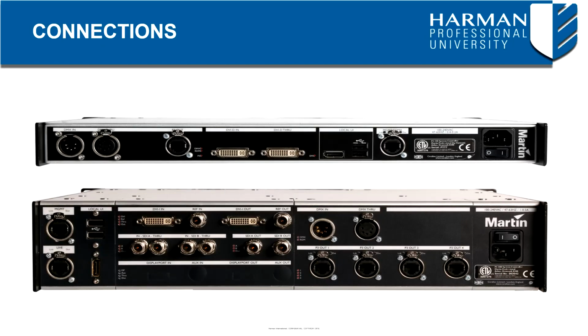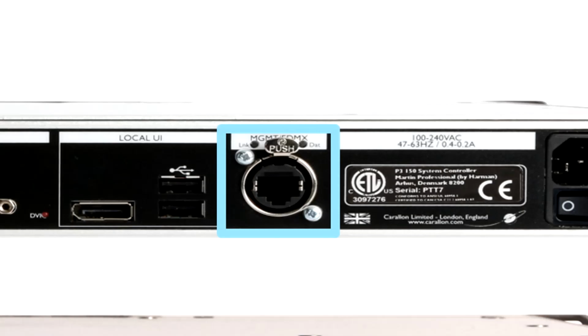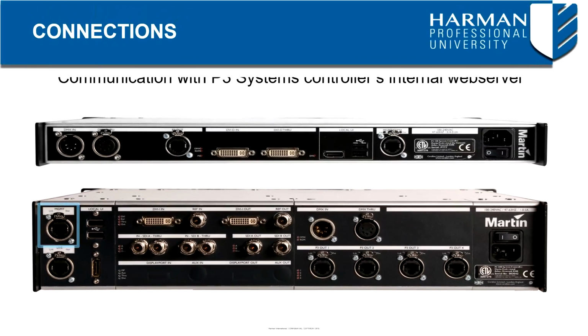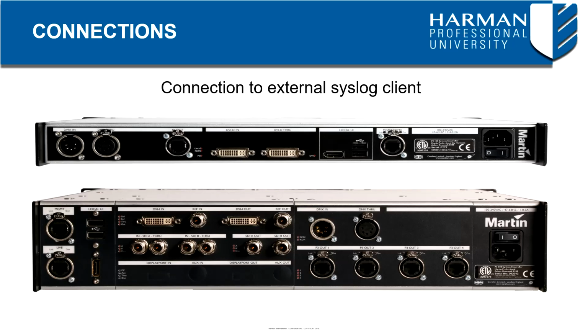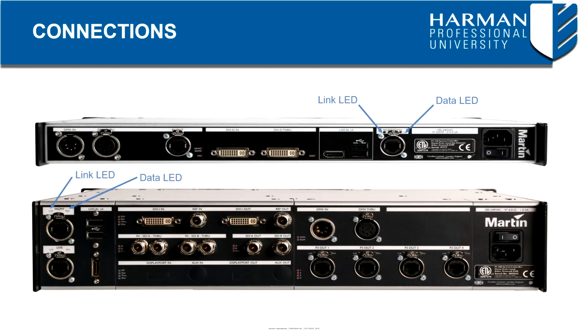The connections panel on the rear of the P3 controller varies depending on model number. The rear panel offers a management network port. This serves several purposes. First, it is the communication with P3 system controller's internal web server for retrieval of status information. Connection to external syslog client for monitoring. Communication with remote user interface. This connector's link LED indicates the presence of a link. The data LED indicates data activity at the connector.